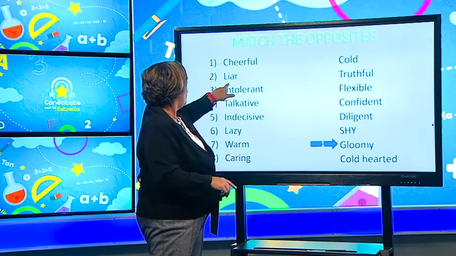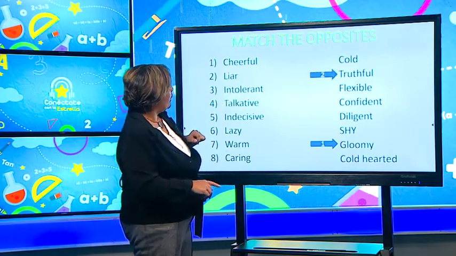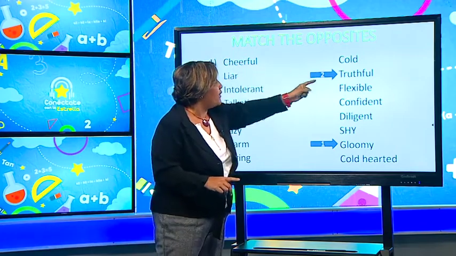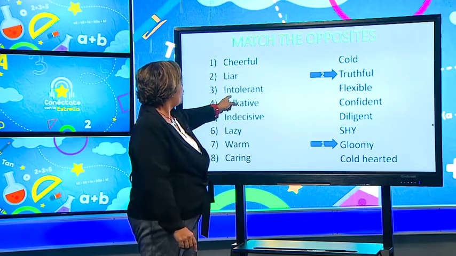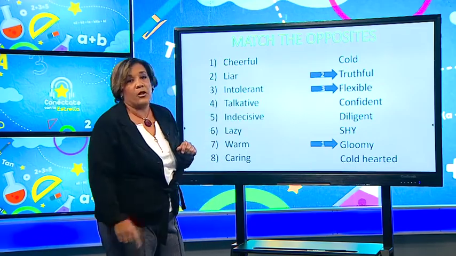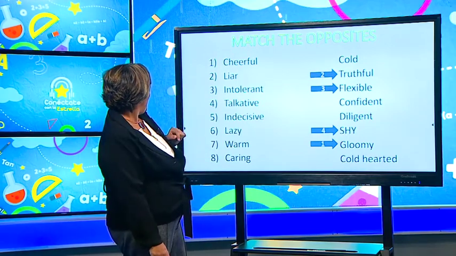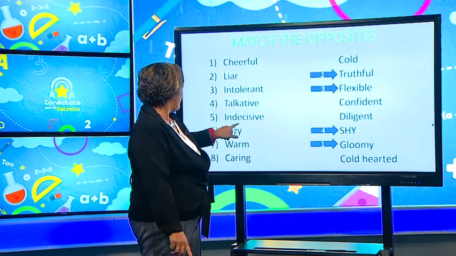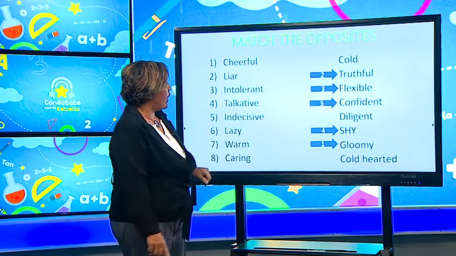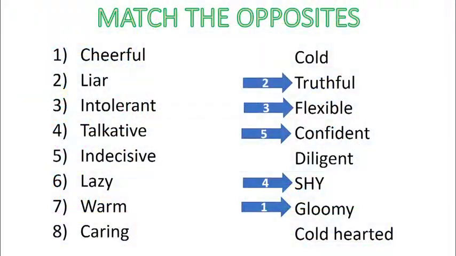A person who is a liar, the contrary of liar is truthful. The contrary of intolerant, flexible, and we also have the word tolerant, okay? The contrary of shy is talkative. Indecisive, the contrary is confident. So if you know a person who doesn't decide what to do, but you don't know how to say it, you know that's indecisive, and if you want to say the opposite, then the person is confident.